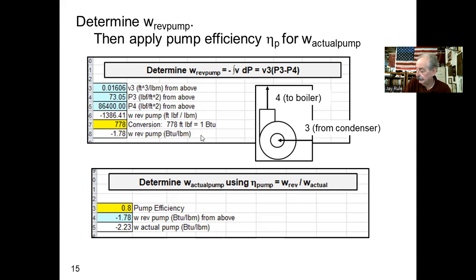This is a lot, isn't it? We've been going at it for 33 minutes now, okay? And we're not finished with the problem, okay? Reversible work of the pump, W dot over M dot, negative 1.78 BTUs per pound.